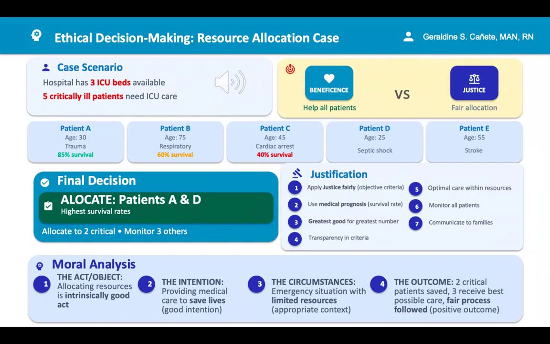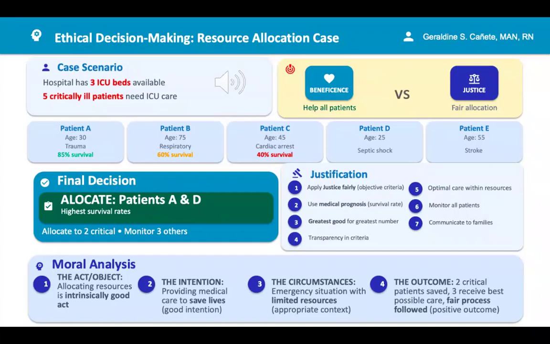Okay, let's move on to another challenging scenario that highlights the complexities of resource allocation. This case involves a hospital with limited ICU beds and multiple critically ill patients in need of intensive care. This is a situation that many hospitals face, especially during times of crisis or when resources are stretched thin. Now, how do you think hospitals should decide who gets access to limited resources?